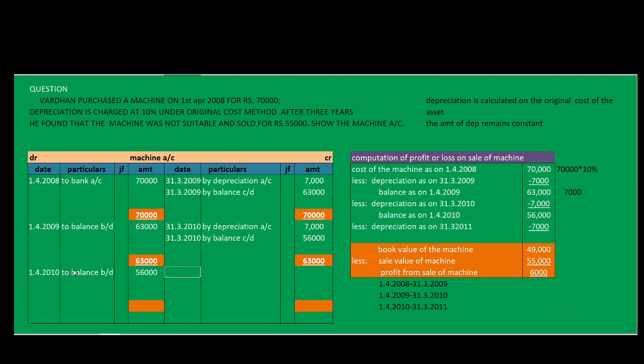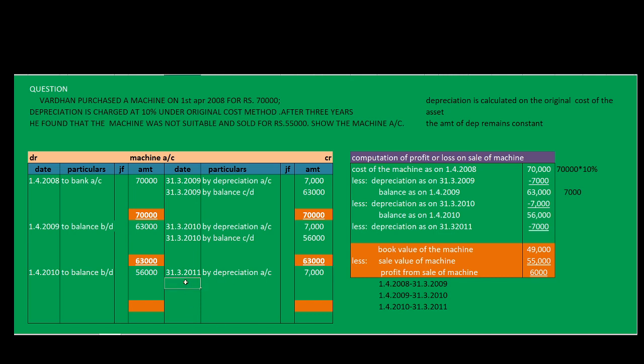Now on 31st March 2011, after finishing the third financial year, let us calculate depreciation. By depreciation account, how much is it? Again the same, sir, 7,000, because it is used for the full year, and the rate of depreciation is 10%, always calculated on the original cost of the asset. Per annum it is 7,000. So we have calculated that and posted.